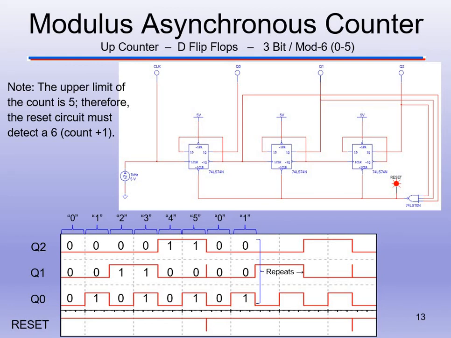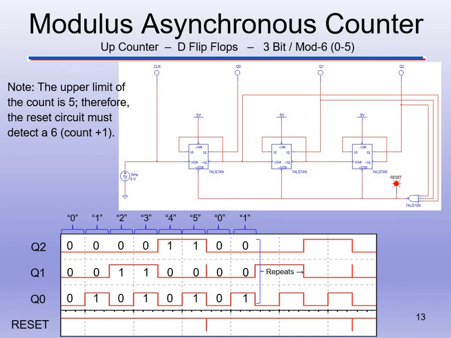Notice all the presets go to 5 volts. Since it's an up counter, we're feeding Q bar into each one of the Ds, but we're controlling the reset based on the outputs of the flip-flops, based on the Qs. So notice we have Q0, Q1, Q2. This is where it's really important to understand the MSB and the LSB. The MSB, the most significant bit, is Q2. The LSB, the least significant bit, is Q1.